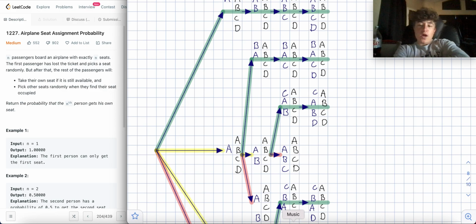The solution to this problem is going to have you saying, you got to be kidding me. This is 1227 airplane seat assignment probability. Although this problem is classified as a medium and is found within the dynamic programming tagged list, it's not a medium, and I wouldn't really consider it a dynamic programming problem, at least the optimal solution. This problem is hard.